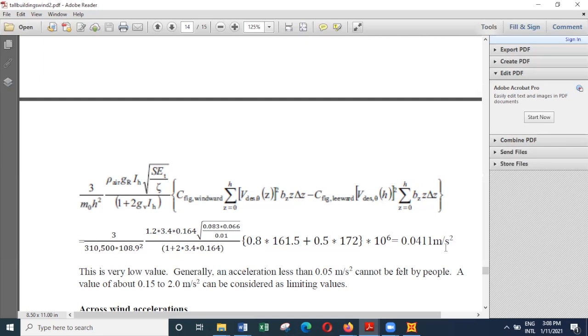So this is the way we calculate the wind-induced acceleration of a building, and these are all empirical formulae based. And you can see, because it's all equation based, you can easily write a spreadsheet so that these calculations can be carried out automatically the moment the basic parameters are given to the spreadsheet.